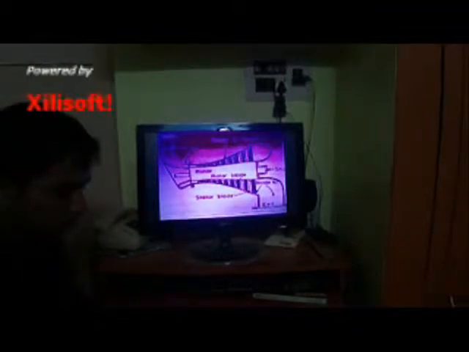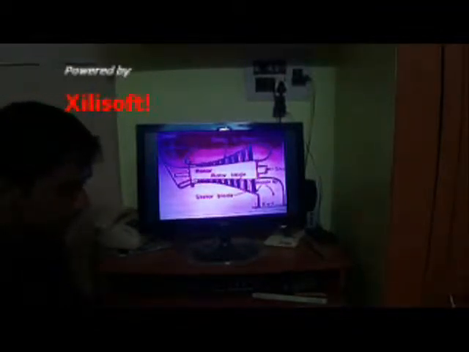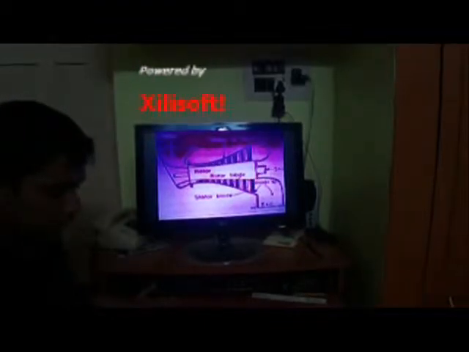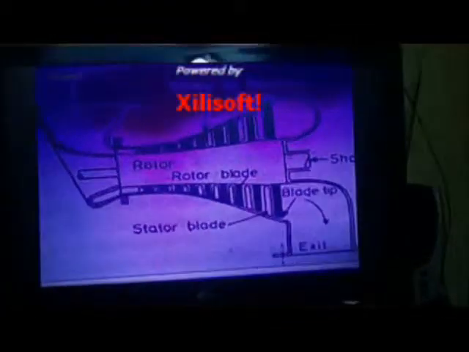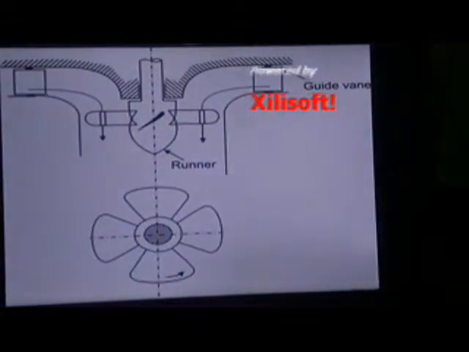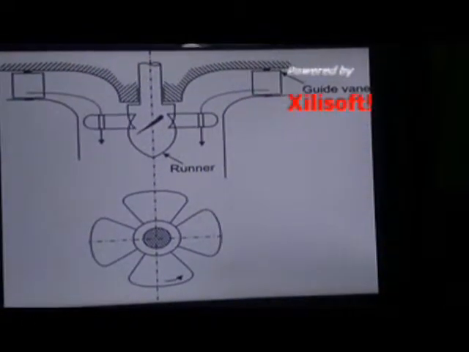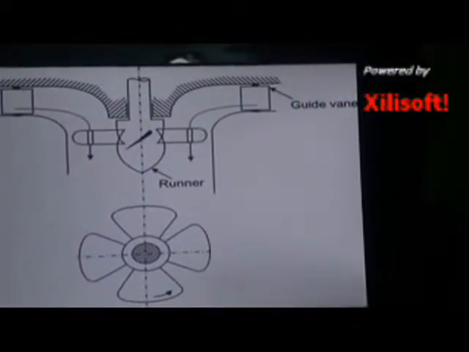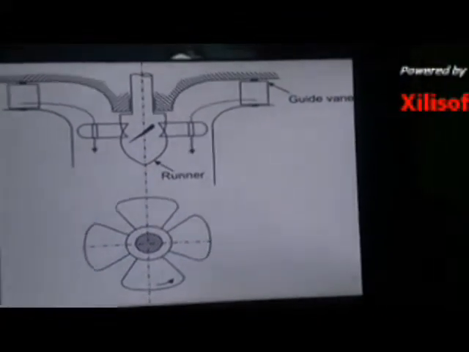Turbo machines can be characterized on the basis of nature of flow through the passage of rotor. They are axial flow turbo machines, radial flow turbo machines and mixed flow turbo machines. Axial flow turbo machines: when the path of flow is wholly or mainly parallel to the axis of rotation, it is termed as axial flow turbo machines. Here we have an example of a Kaplan turbine.